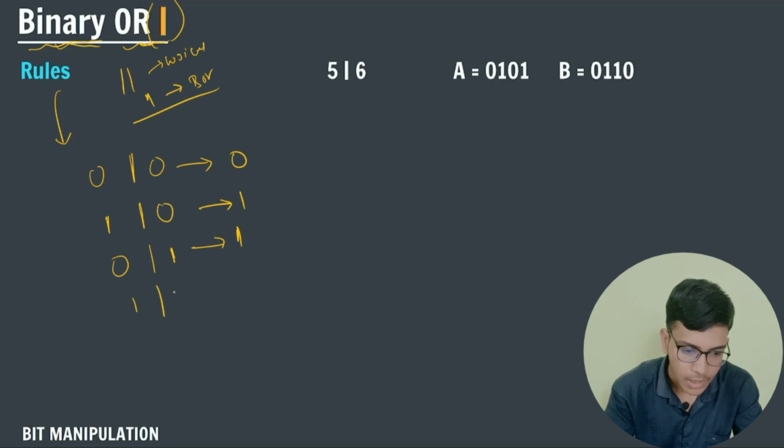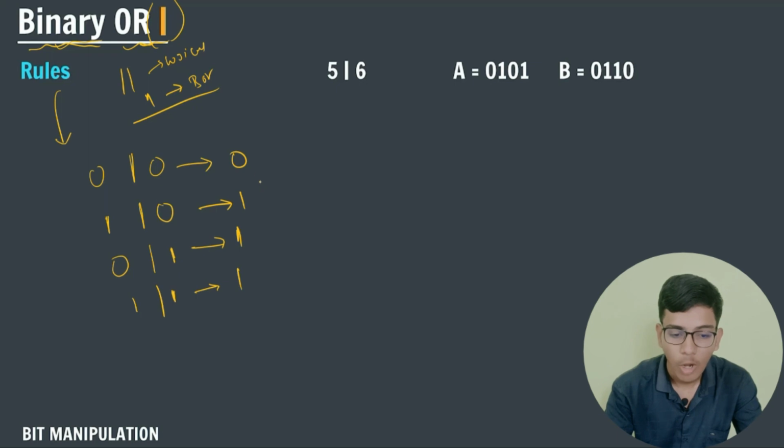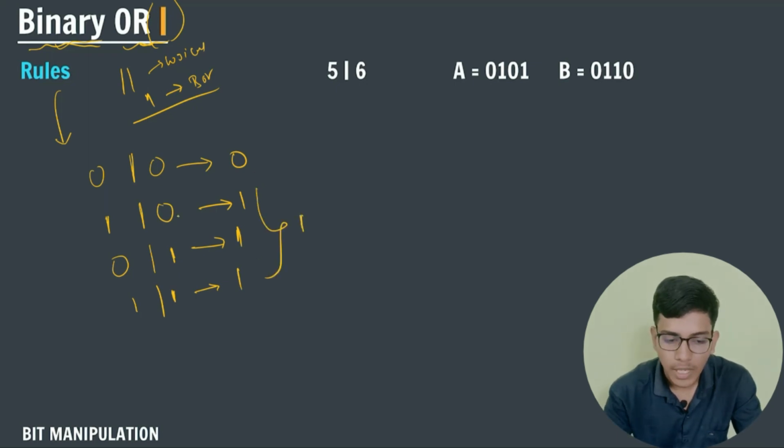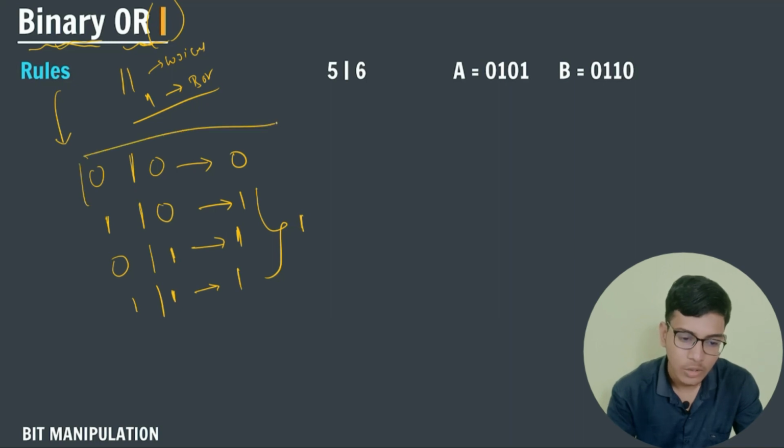If both are 1 and I am performing binary OR, then it will give me 1. So this is the logic. If any one of the given numbers is 1, then I will get output as 1. If both are 0, then and only then will I get output as 0.